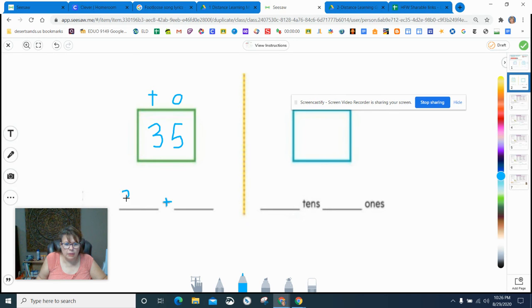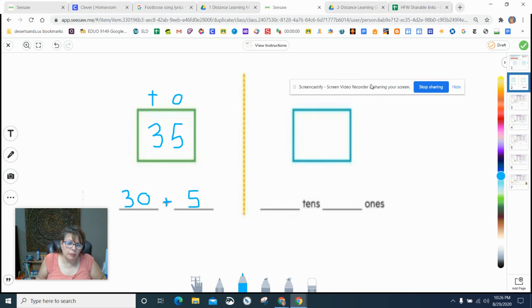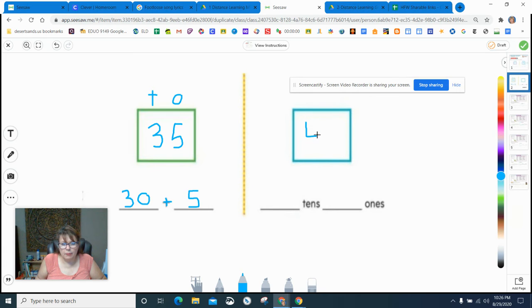So I'm going to write 30 plus, because 30 plus, and then 5 ones, 1, 2, 3, 4, 5. I count by ones, right? And that's expanded form. So now my next standard form number is going to be 40. So I'm going to write 40.